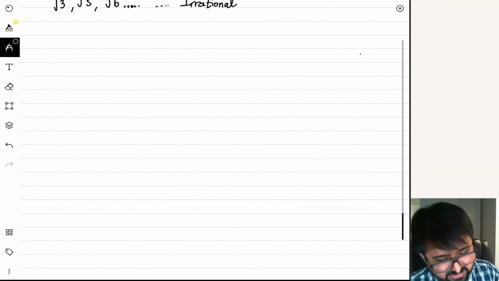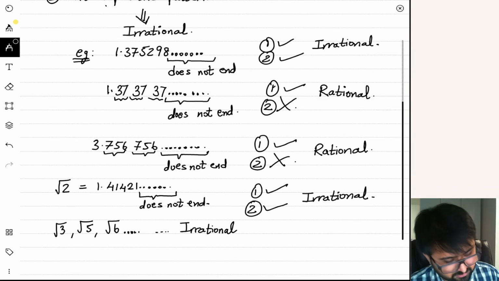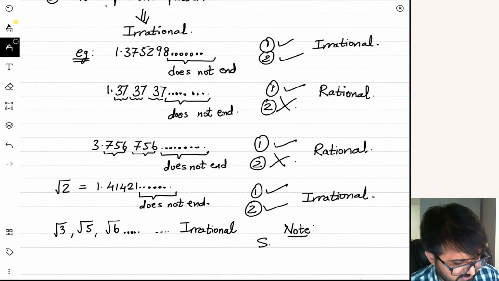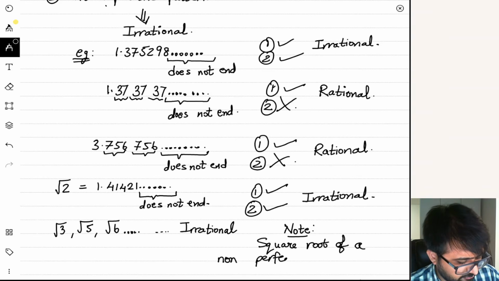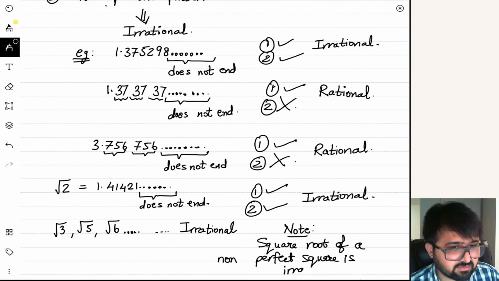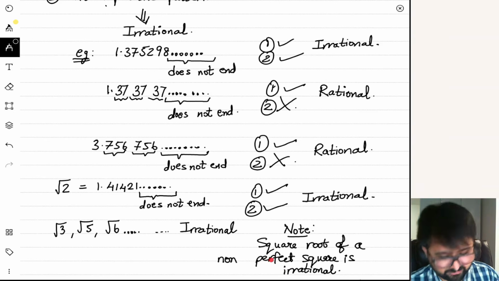So I would also like to write it down. So let me write it down actually in this note. Square root of a non-perfect square is always irrational. Okay, remember it has to be a square root of a non-perfect square.